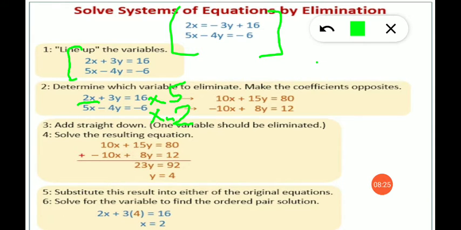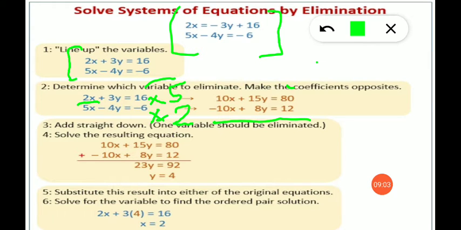So after multiplication of 5 with 2, 10x, then multiplication of 3y with 5, 15y, and then multiplication of 16 with 5, 80. So the equation becomes 10x plus 15y is equal to 80. Similarly, the second equation becomes minus 10x plus 8y is equal to 12. Remember students, here I have multiplied with minus 2. But we can multiply with positive also.